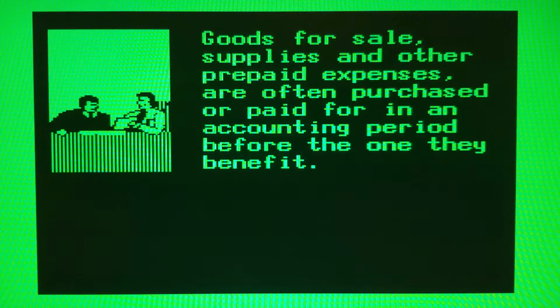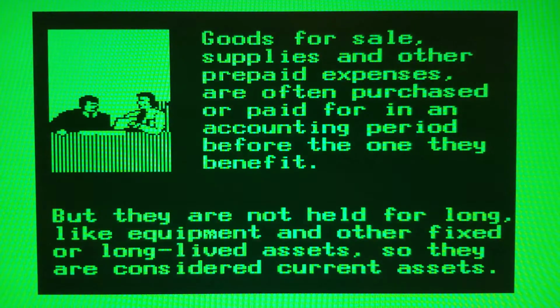Goods for sale, supplies, and other prepaid expenses are often purchased or paid for in an accounting period before the one they benefit. But they are not held as an asset for long, like equipment or other fixed or long-lived assets, so they are considered current assets. In the next program, you will learn about accounting for fixed assets.